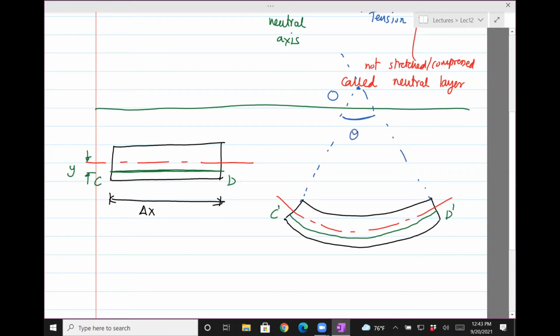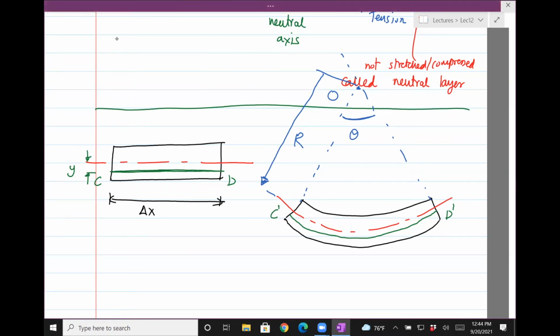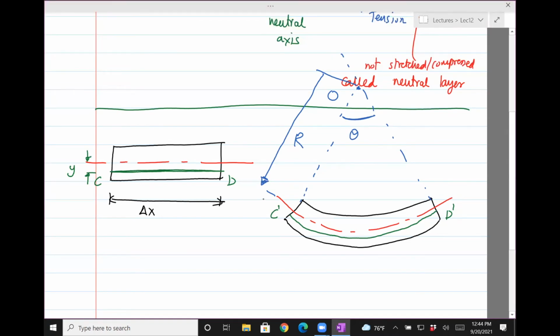If the bending is severe, then that radius, let's call this R, the radius from here all the way to the neutral layer. If it stretches by a lot, then that R is going to be small. If the bending is not that severe, then that R is going to be very large, right? Okay, so we have R here, and we have y, which is unchanged. This is still y.